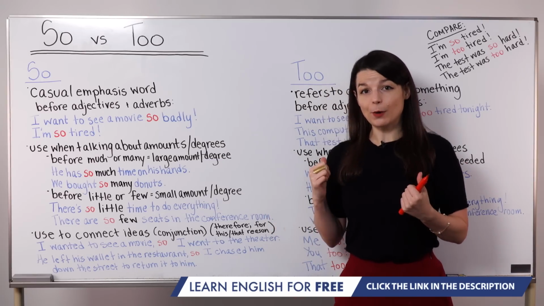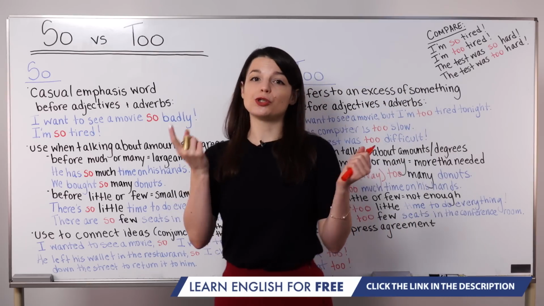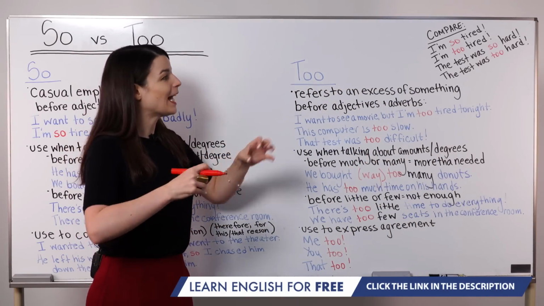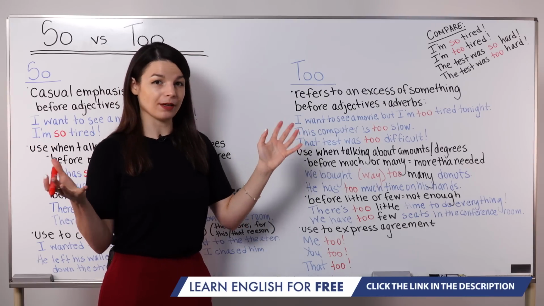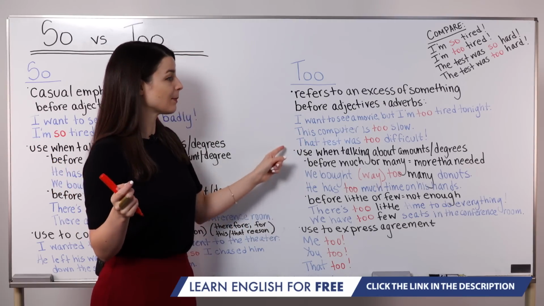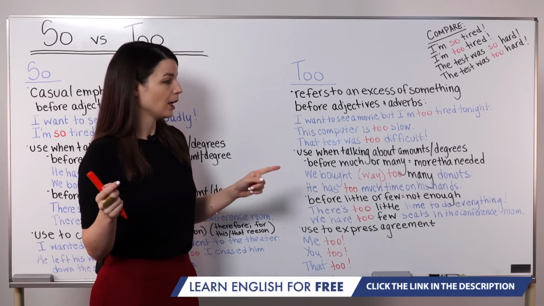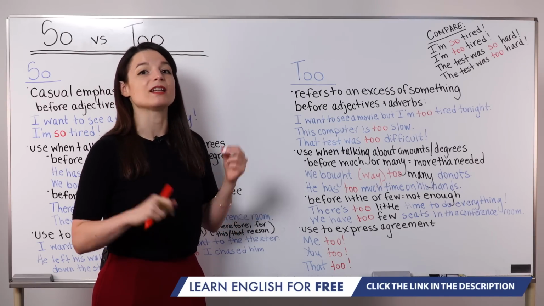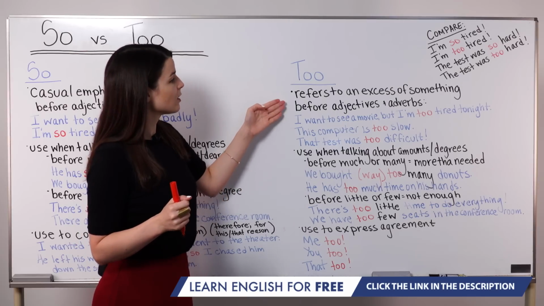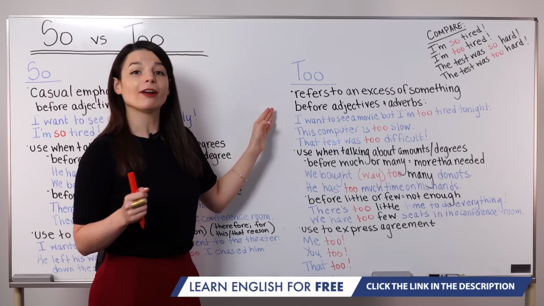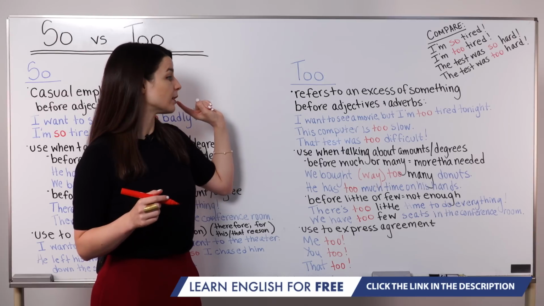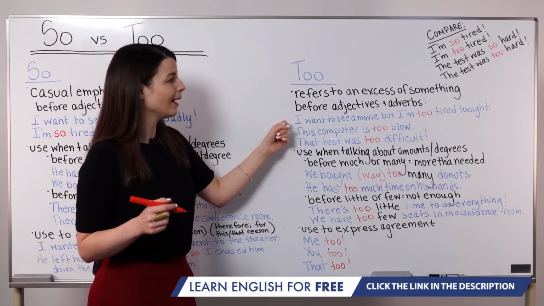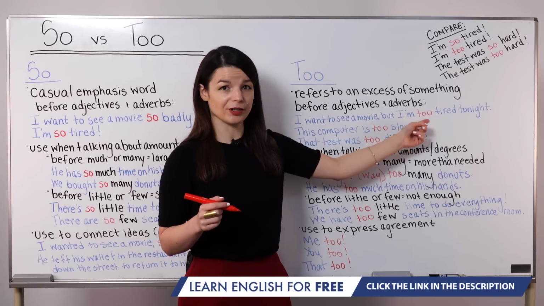Okay, now I want to compare "so" to "too". So, "too" refers to an excess of something. You'll see this in some example sentences a bit later, but we use it in expressions like "too much" or "too many", a lot. This is used before adjectives and adverbs as well, as we saw with "so". For example, I want to see a movie, but I'm too tired tonight.